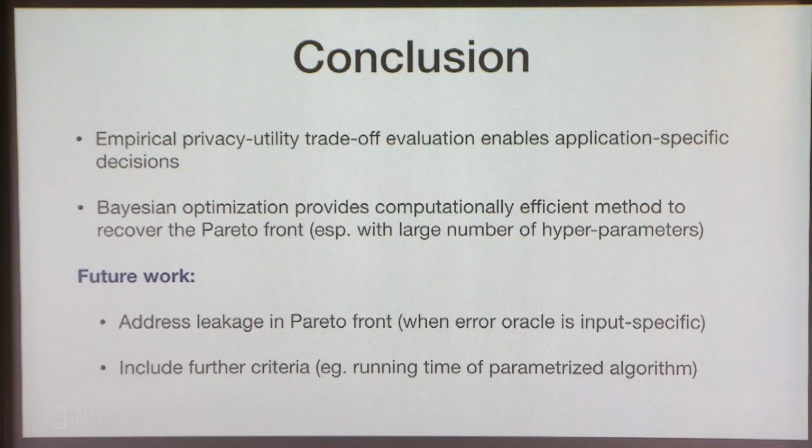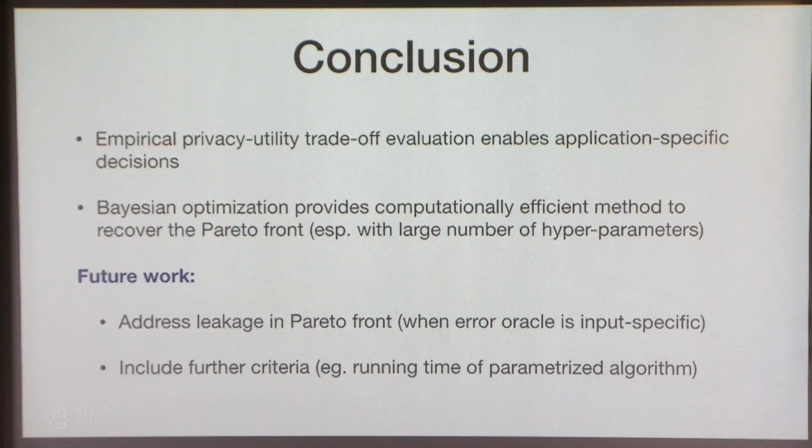Okay, so I'm just getting to the conclusion. I think that empirical privacy utility trade-off evaluations are very important to enable application-specific decisions, like this idea of how you, for example, should choose an architecture for machine learning or an optimizer if you want to balance the privacy utility trade-off. And our results show that Bayesian optimization seems to provide a computationally efficient method, at least when you compare it to random sampling, to recover this Pareto front. And this is especially useful when your hyperparameter space is very large.